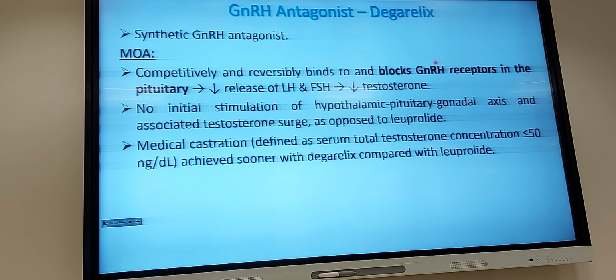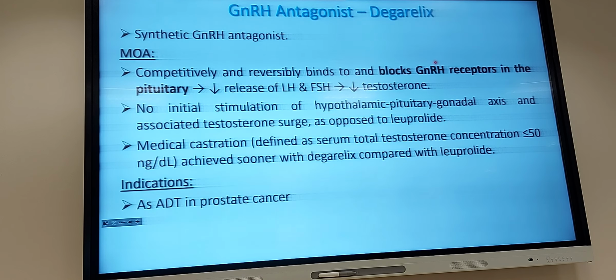And that's why we achieve medical castration sooner with a GnRH antagonist compared to a GnRH agonist. But later on they are similar. It's only initially that we achieve this effect sooner.